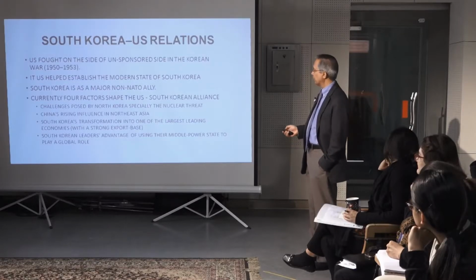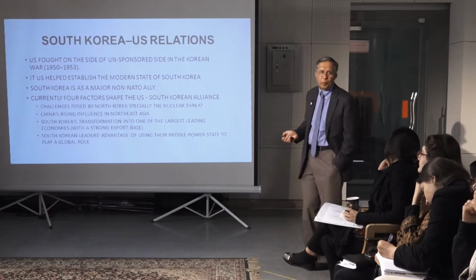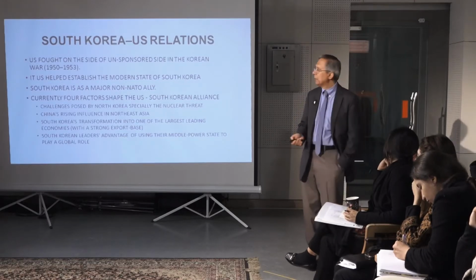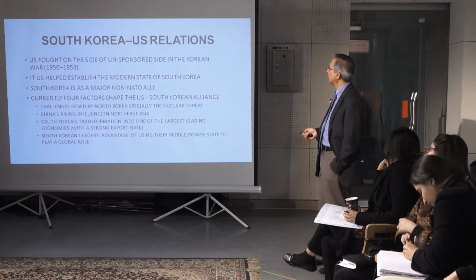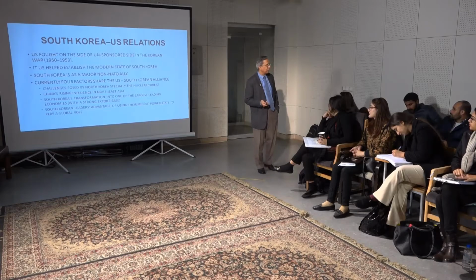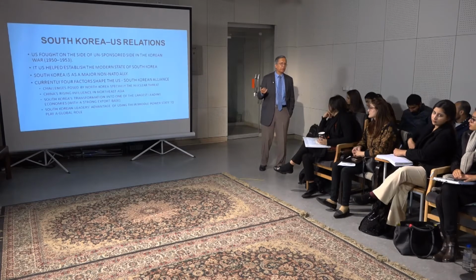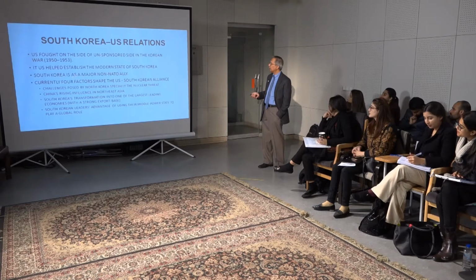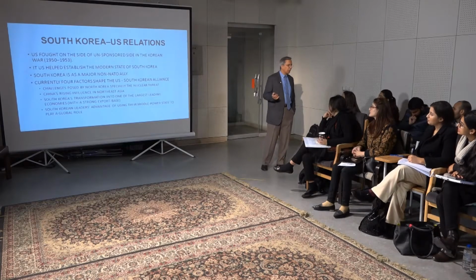South Korea-US relationship. The US fought on the side of the UN-sponsored side in the Korean War. We know about it, 1950-53. I think this should be: the US helped establish the modern state of South Korea. Like the Marshall Plan, they also invested in South Korea. The Americans gave money to Japan, Germany, France, Britain, and they also helped us. South Korea is a major non-NATO ally, and we also had this dubious title. The Americans now want to take it back.